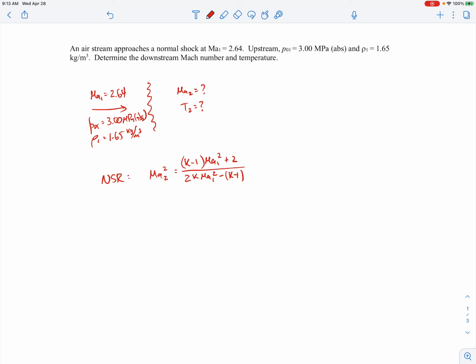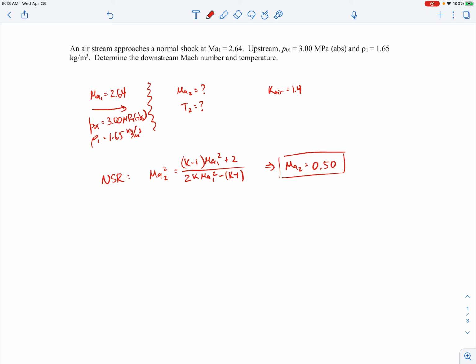And so we know the upstream Mach number. We know the k. k is the specific heat ratio for air. So the specific heat ratio for air is 1.4. It's a good number to remember. And we can solve this for the downstream Mach number. It should be subsonic, and indeed it is.